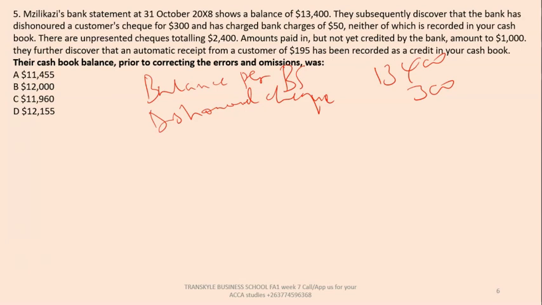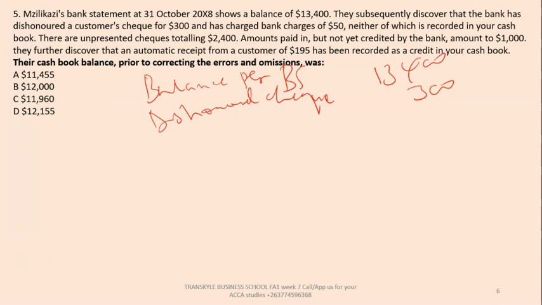Alright, but you just have to be guided, because most of the questions come around this and that. So those four entries are actually the major ones. Now the examiners might go a step further to test your understanding of how these transactions relate. For example, in this case, the dishonored cheque, you just have to understand what the impact of dishonored cheques is.